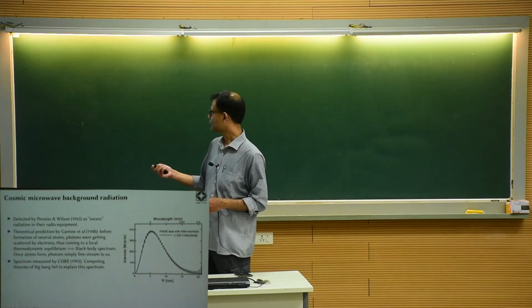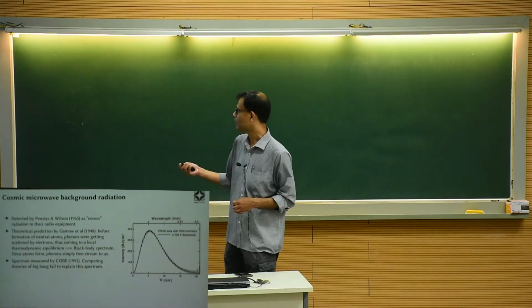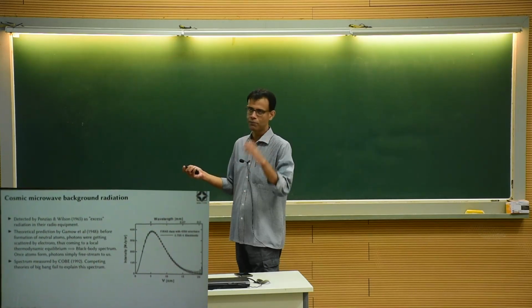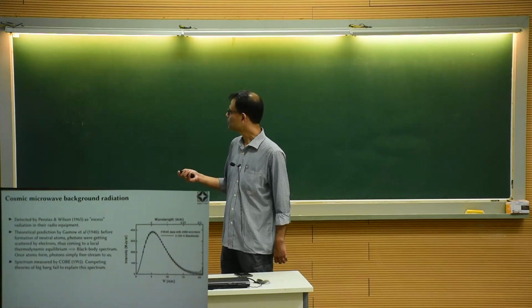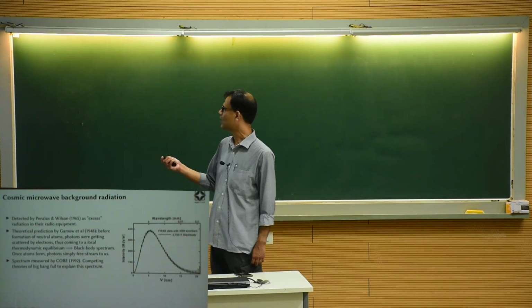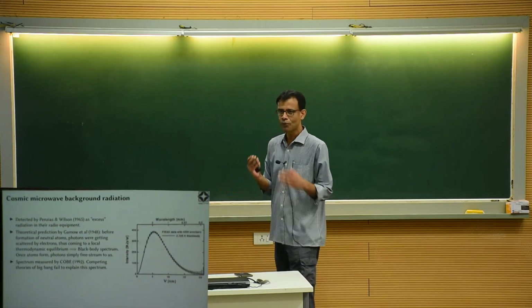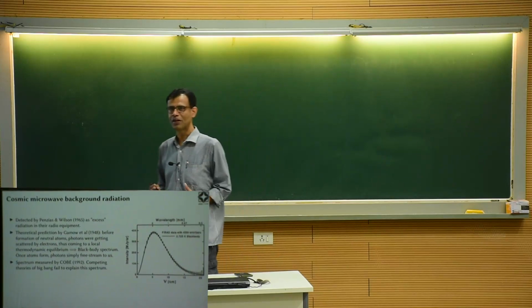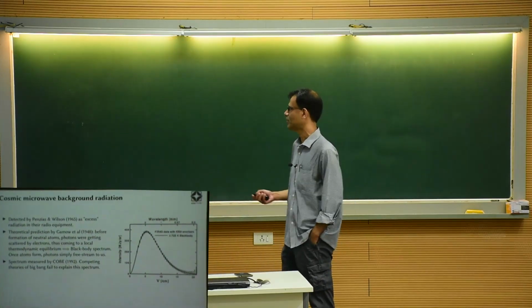So this shows the data points with error bars, but these error bars are magnified by 400 times. Otherwise you won't be able to see them. And this is not a fit to the data. This is just a 2.725 degree Kelvin black body, and you can see how nicely it matches. So this is one of the most perfect black bodies we have in our universe. That's the cosmic microwave background radiation.